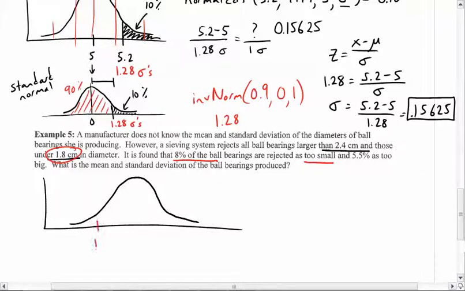So that would be about here, 1.8. In that region, we have 8% of the data. And 5.5% are too big. So they're bigger than 2.4 centimeters. We got 2.4 somewhere around here, and in this region, we have 5.5% of the data. So we know that the mean is somewhere between 1.8 and 2.4, maybe 2.1 or something like that, but we don't know exactly what it is, and we don't know what the standard deviation is.